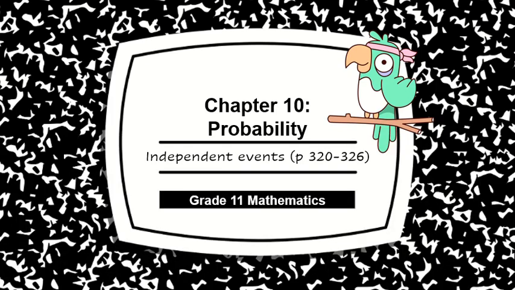This is now the last little bit of the probability, and it involves independent events. So technically speaking, we've been working with independent events quite a bit when we did our tree diagrams, because the first set of events are independent from the second set of events in tree diagrams.